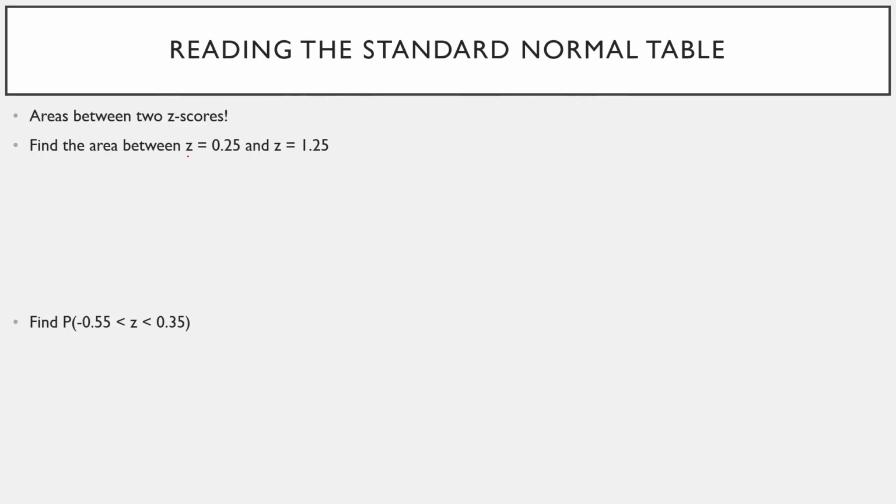So I want to find the area between z equals 0.25 and z equals 1.25. I find that the drawing helps. So you're going to draw a normal curve. It's centered at 0. 0.25 is over here, 1.25 is over here, and you want to find the area between them.